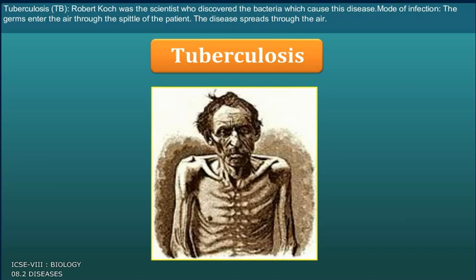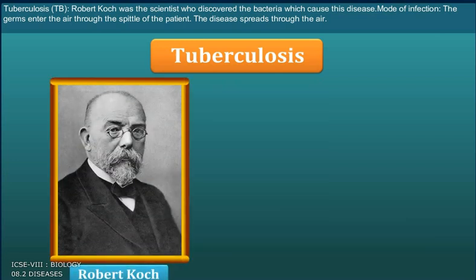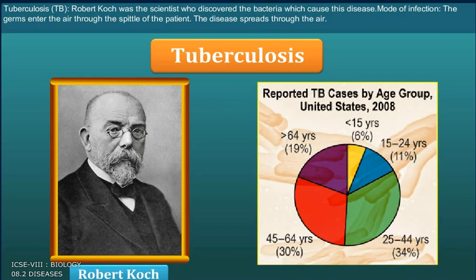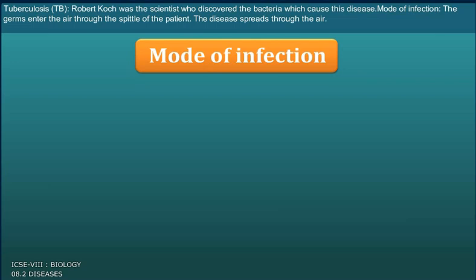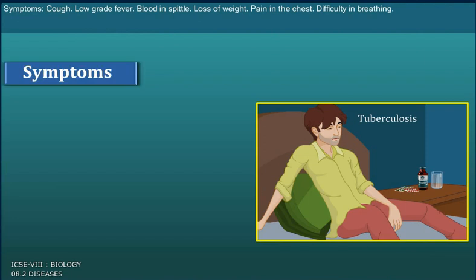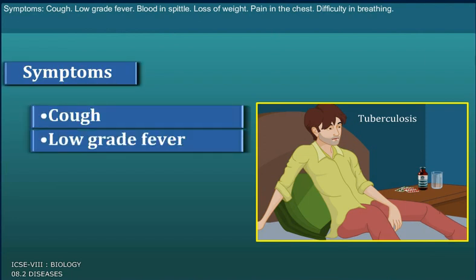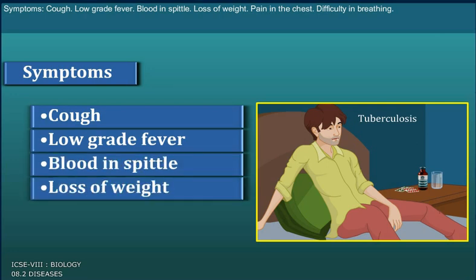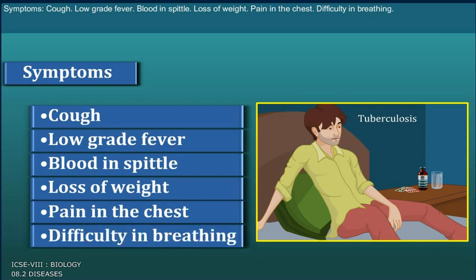Tuberculosis, TB. Robert Koch was the scientist who discovered the bacteria which caused this disease. Mode of infection: the germs enter the air through the spittle of the patient. The disease spreads through the air. Symptoms: cough, low-grade fever, blood in the spittle, loss of weight, pain in the chest, difficulty in breathing.